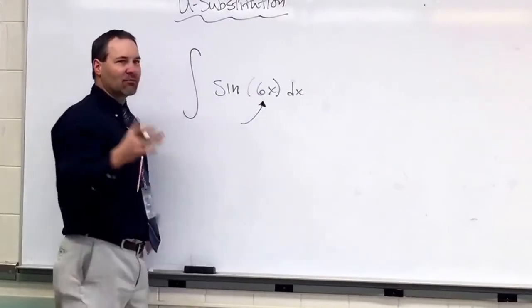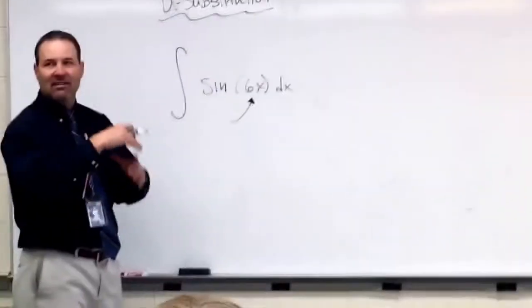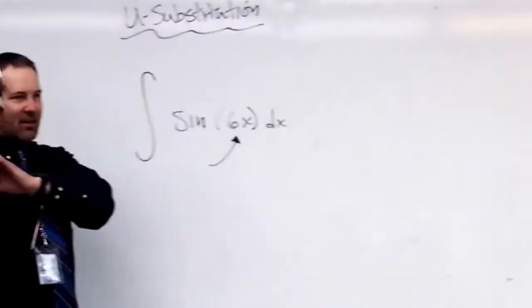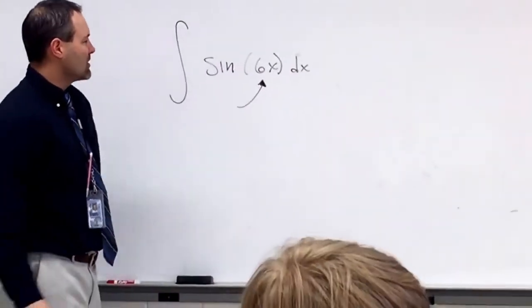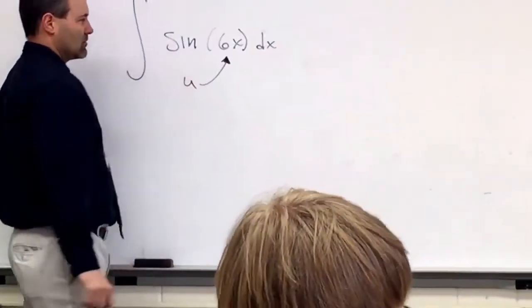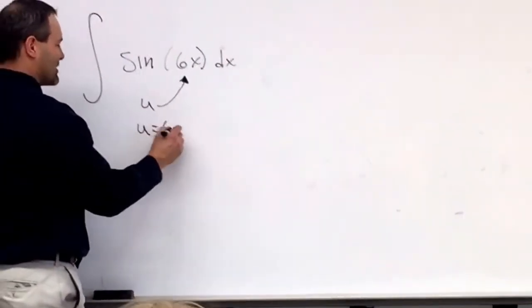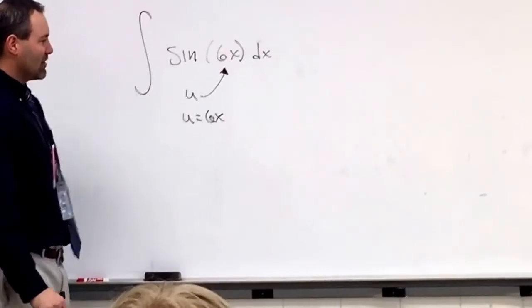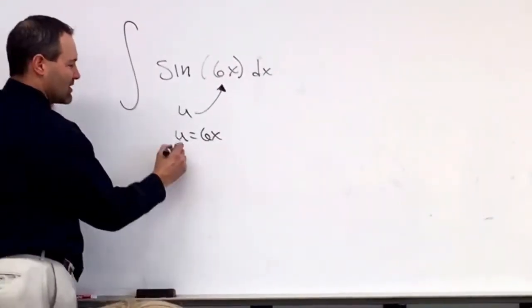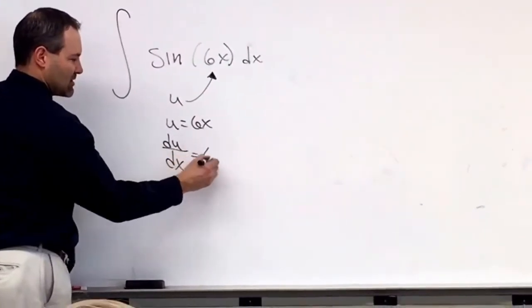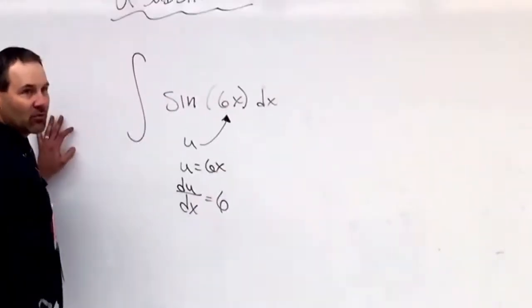Typically u is going to be in parentheses, or inside of a square root, or it might be an exponent with an x squared plus 4 or something in it. So that is our u. So u equals 6x. So next thing we have to do is du dx equals 6. So we find the derivative of u with respect to x.